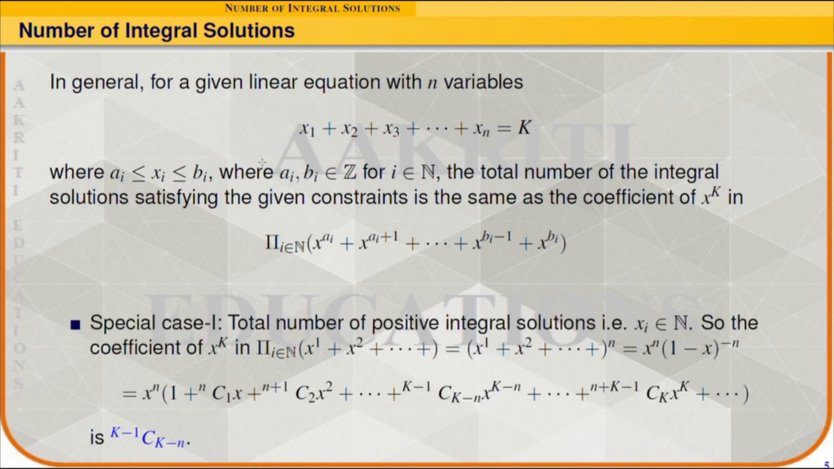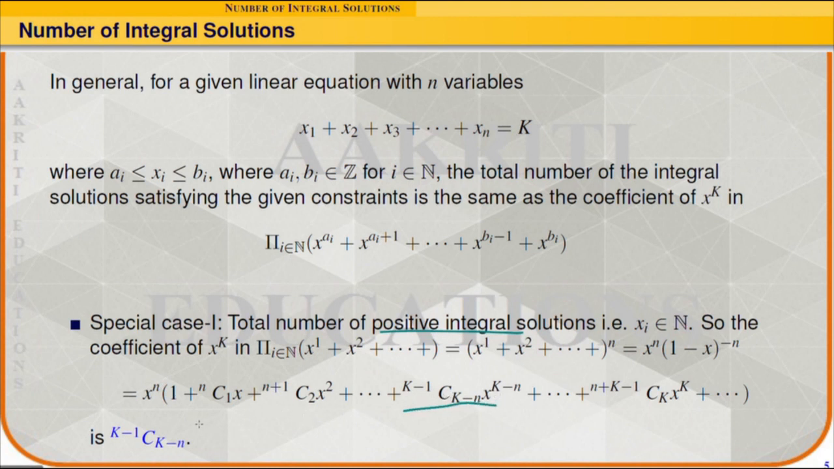In the special case where we need to find the positive integral solutions, it means all x belong to the natural numbers. So we need to find the product of x plus x square and so on, for n variables. It can be simplified as x raised to the power n times (1 minus x) raised to the power minus 1 using the binomial expansion. If you expand this, you will find the coefficient of x raised to the power k. We also have to multiply by x raised to the power n. So this will be the answer.